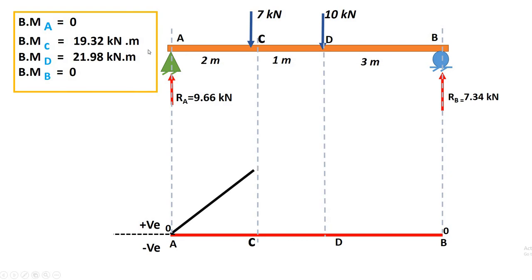If you don't have any moment, show it by an inclined line. At C point we have 19.32, and again the value is positive. If you have a positive value, you have to draw the diagram above this line AB, and if you have a negative value, then draw the diagram below this line AB. Now in between C to D you don't have any moment. At D again you have 21.98. And at B you don't have any moment, then again join it by an inclined line, and the value is 0.